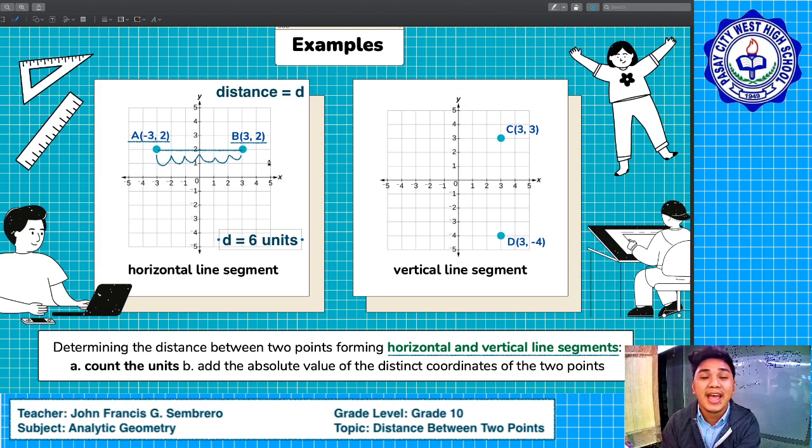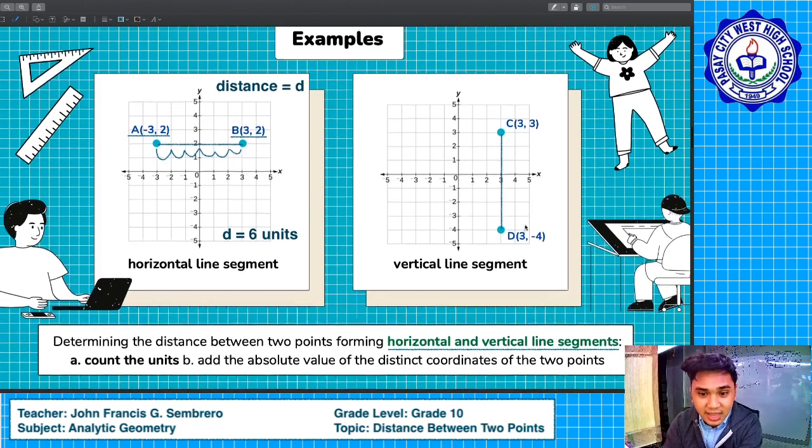Same principle is applied when we have a vertical line. So if it's a vertical line, we can also count the number of units from point C to point D. So let's do it together. That's 1, 2, 3, 4, 5, 6, 7. And the answer is 7 units. That's easy, right? So if you encounter small letter d all throughout our discussion, that indicates distance. So basically, you can just simply count.